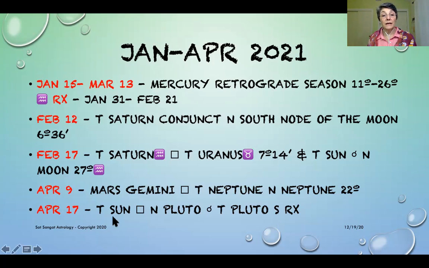On April 17, we have the transiting Sun in Aries squaring Pluto, and at the same time, the transiting Pluto will be conjunct stationary retrograde the natal Pluto. So this is also very powerful. The Sun will be in Aries, where the Sun is exalted. And so we can, let me see, I have it. So the Sun, as I said, in Aries will be in the fifth house of the country.